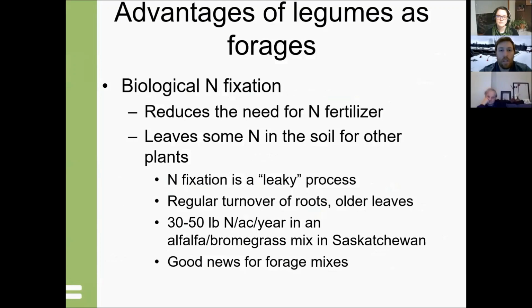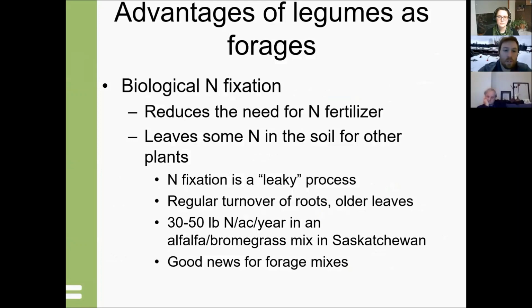So moving on to advantages of legumes as forages. So obviously the biggest one is this biological nitrogen fixation, mostly because it reduces our need for nitrogen fertilizer. So like in the last presentation, nitrogen is the element that is most needed by crops. And so with this association, we don't have to apply nearly as much.